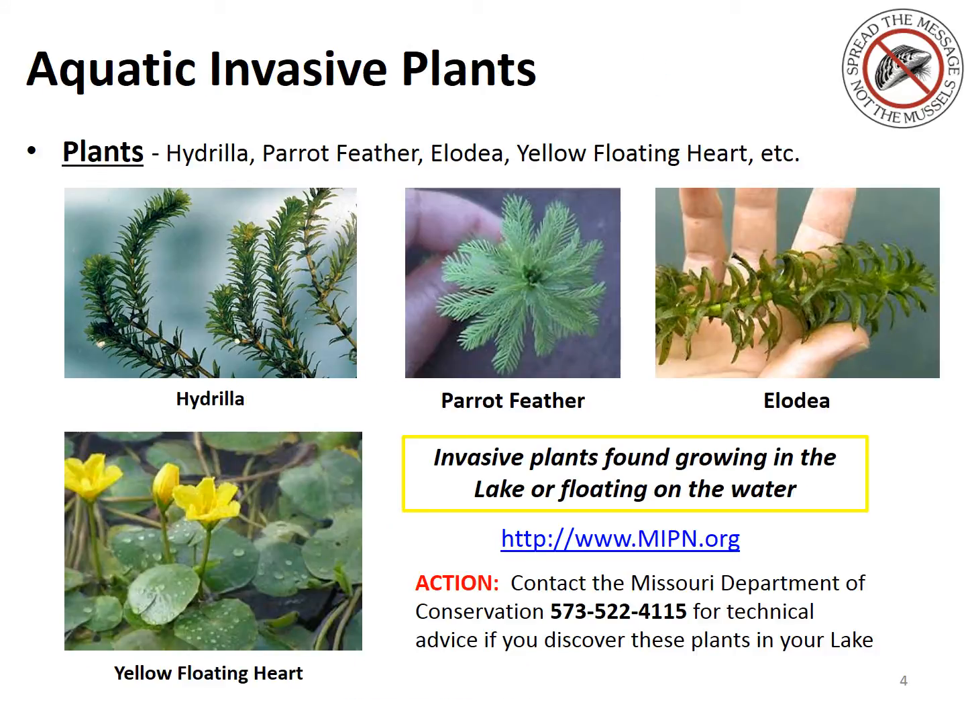Examples of aquatic invasive plants include hydrilla, parrot feather, elodea, and yellow floating heart. If these plants are growing near your lake or floating on the water, please contact the Missouri Department of Conservation for technical advice. They will help you with eradication procedures.